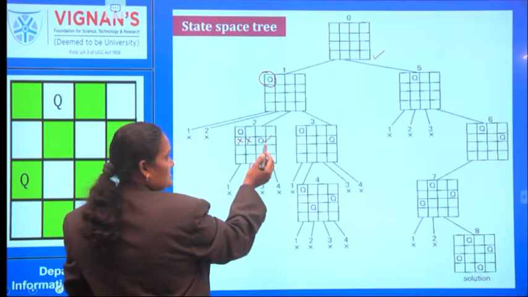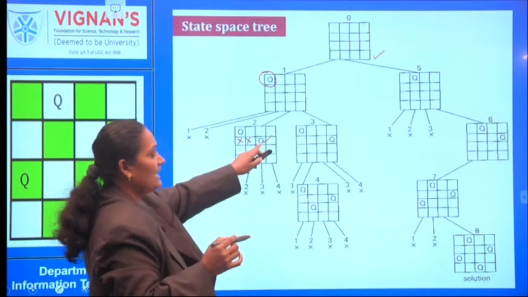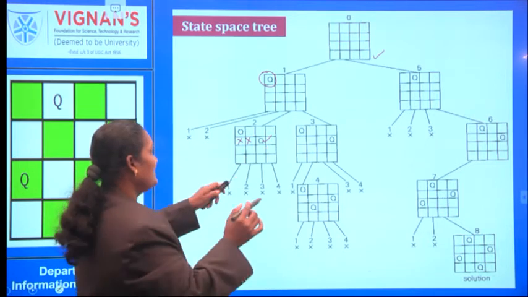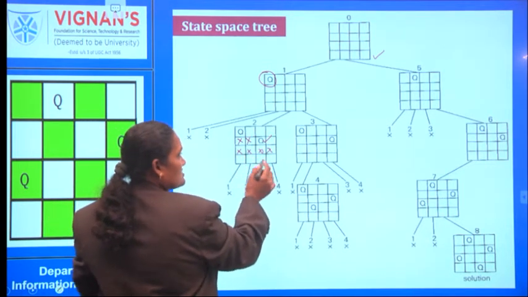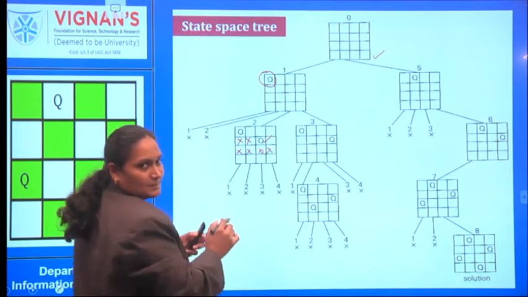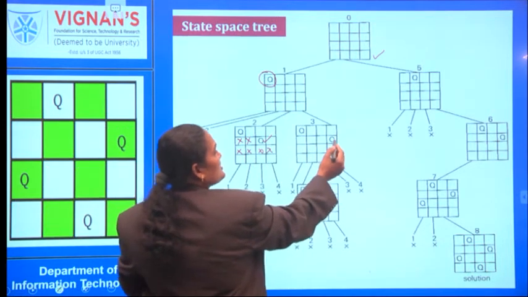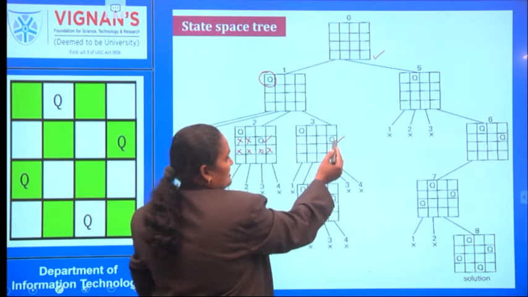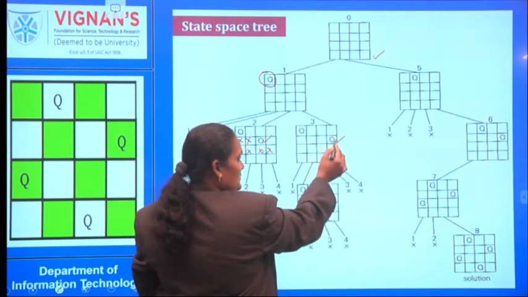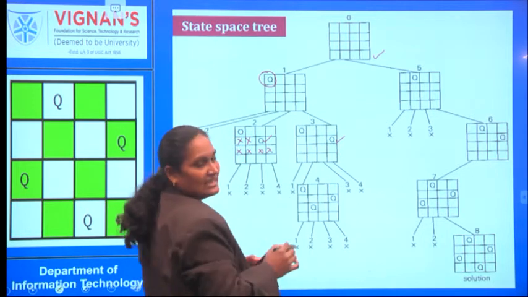Here I can place the second queen. So that's why I placed the second queen. But we are unable to find the position for the third queen. So we backtrack the process and rearrange the position of the second queen. That is, the next possible position for the second queen is this position. I placed the second queen here.